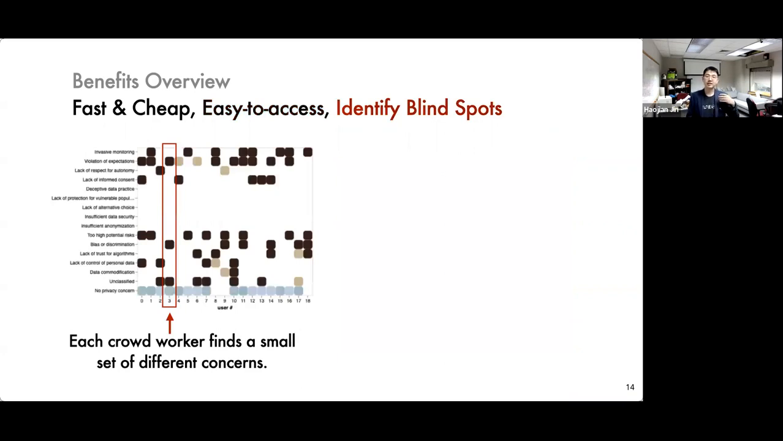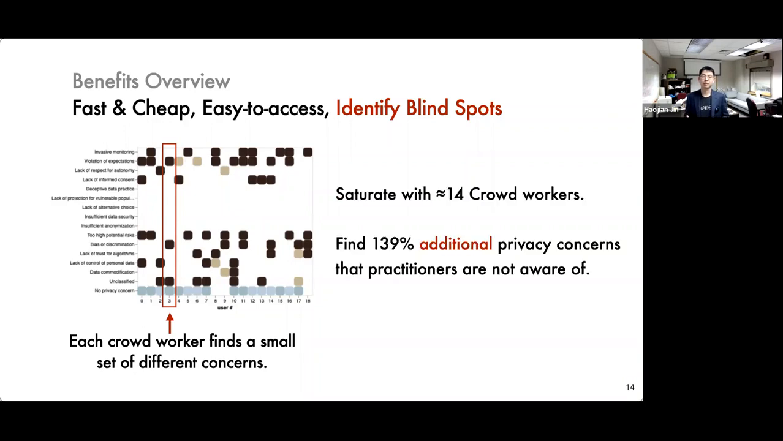Third, although individual crowd workers may have limited privacy expertise and only find a few privacy problems, these concerns are often complementary to each other. Our experiment shows that these privacy concerns saturate once we have 14 crowd worker participants. And aggregating this feedback can identify 139% additional privacy concerns that practitioners are not aware of.